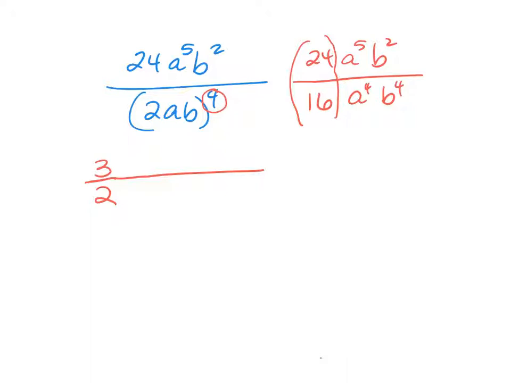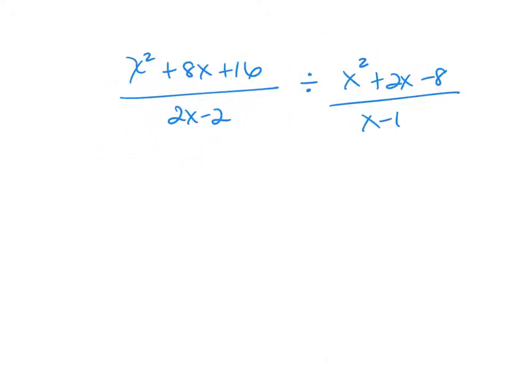Don't mess with that. Now you look at the A's and you say to yourself, where are there more A's? Up top. How many more are there? 1. So you've got 1 A up top left. Where are there more B's? On the bottom, downstairs, right? How many more? 2. So you've got 2 B's downstairs. And you're done.